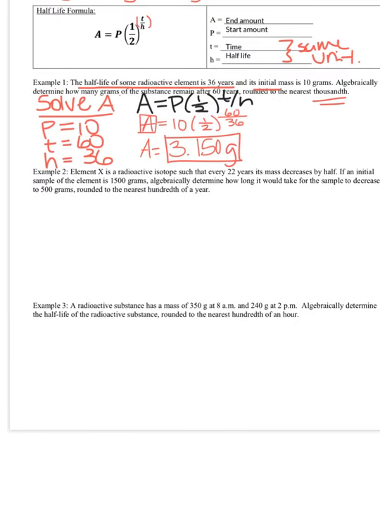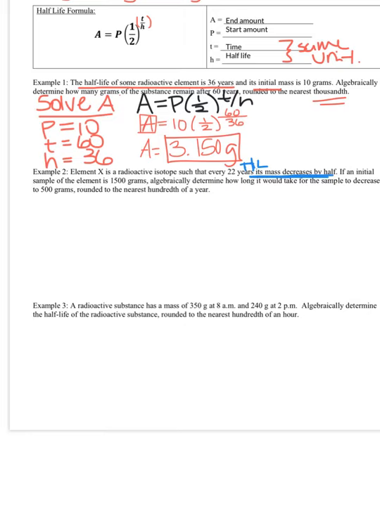Element X is a radioactive isotope such that every 22 years its mass decreases by half. So its mass decreases by half. This is literally talking about the half-life. So 22 years is the half-life here, H. If an initial sample of the element is 1,500 grams, algebraically determine how long it would take. How long it would take is a form of time, right? So it's either time or half-life. We already know the half-life. For the sample to decrease to 500 grams.